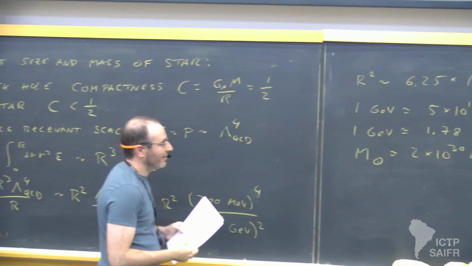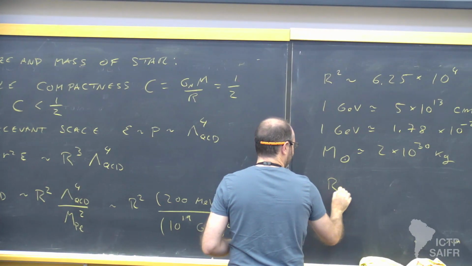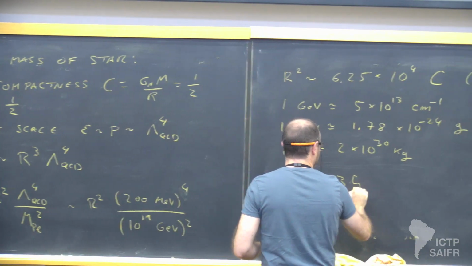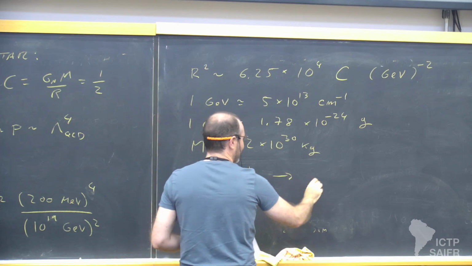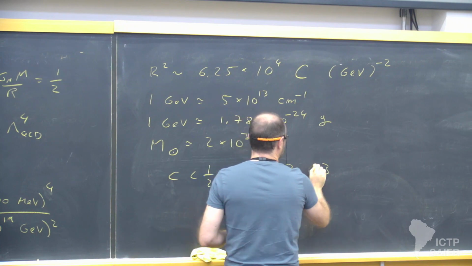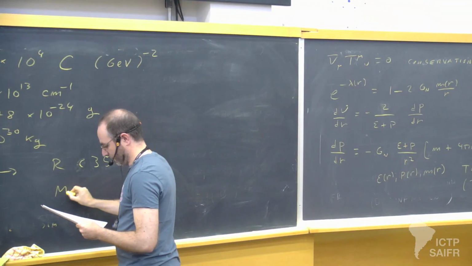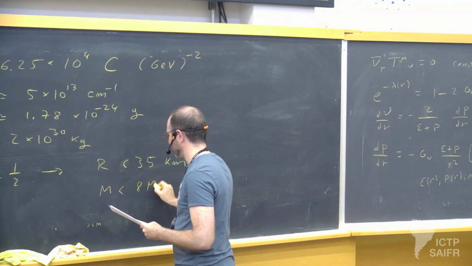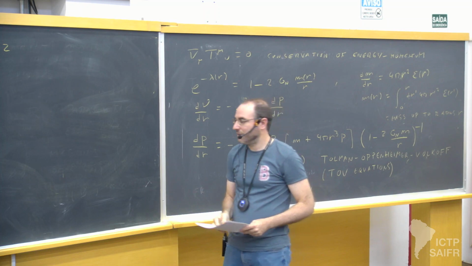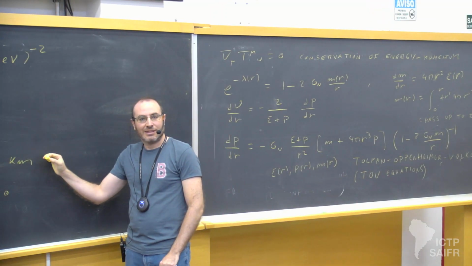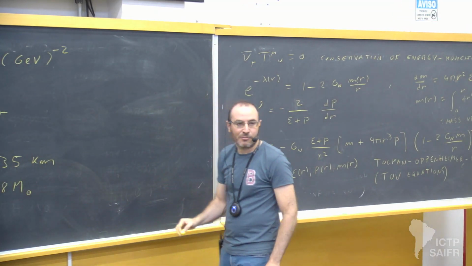Okay, so if you use these conversions for this quantity, then from the condition that the compactness is smaller than 1/2, the radius will be smaller than 35 kilometers, and the mass will be smaller than 8 times a solar mass, roughly speaking. So this gives us more or less the order of magnitude: tens of kilometers for the star, and something a few times a solar mass.